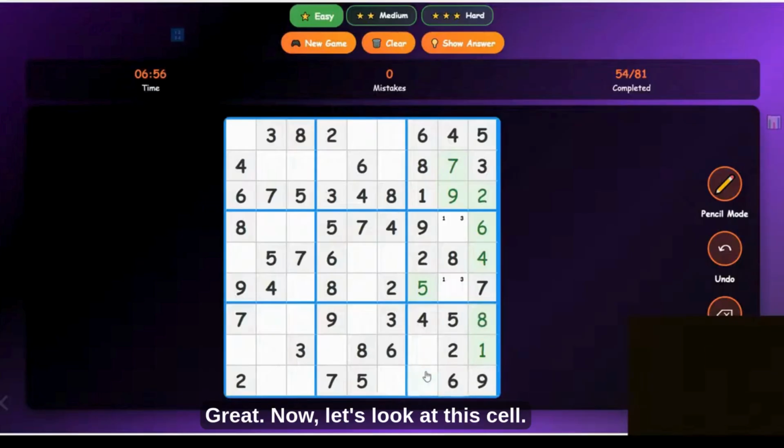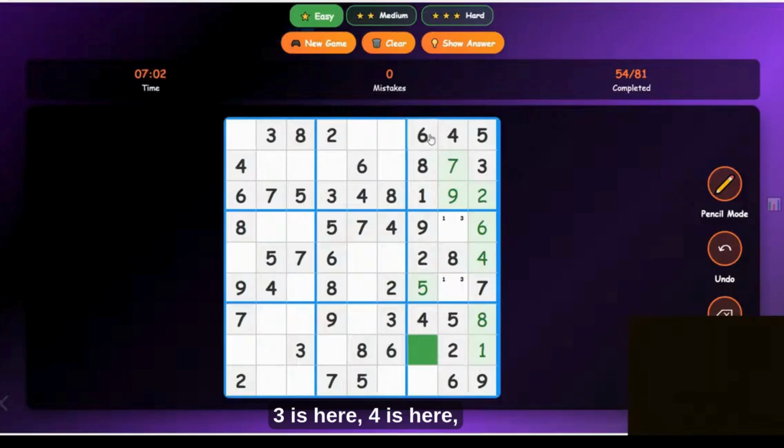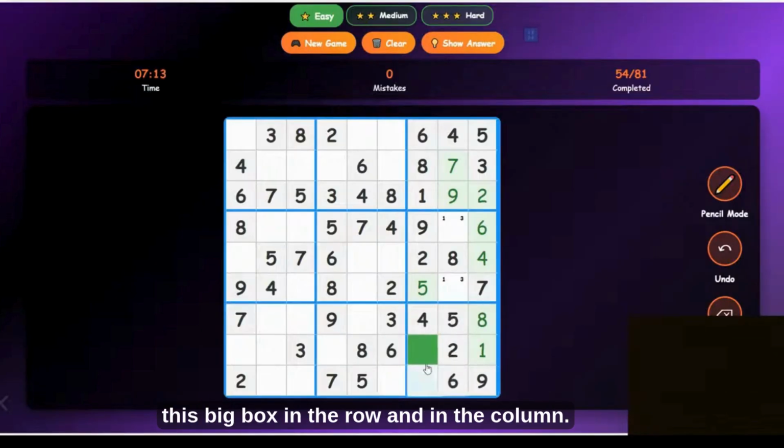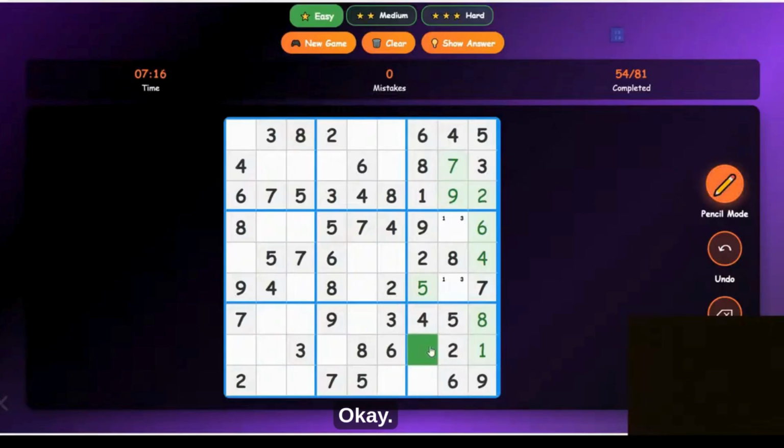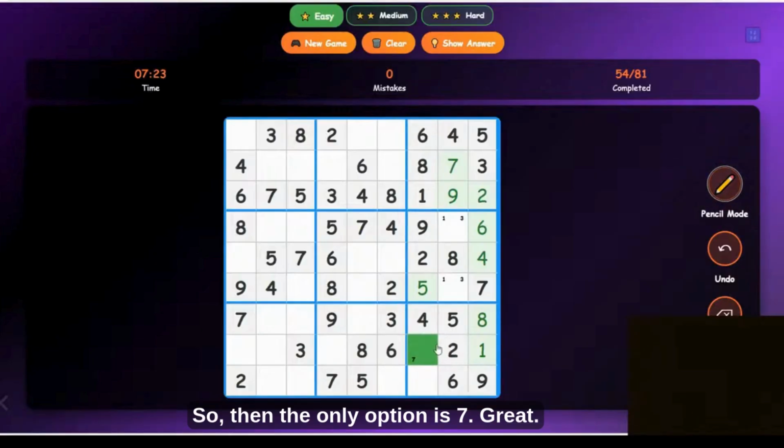Great. Now let's look at this cell. You have 1 here already, 2 here, 3 is here, 4 is here, 5 in this big box is there, 6 is there, 7 can come because it's not there in this big box, in the row and in the column. So you can have a 7. Okay. And 8 is there, 9 is there. So then the only option is 7. Great.